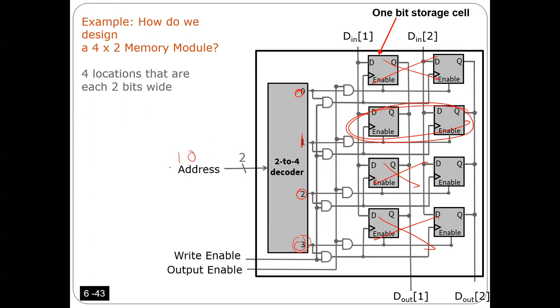Same thing, if I use number 2. What the decoder here is going to do is put here 0, 0, and then 1. And the circuit I have here has to enable this one and disable this one, disable this one, disable this one, so that if you want to read or write, I'm going to read or write from this location. Is that okay? Same thing for number 3.